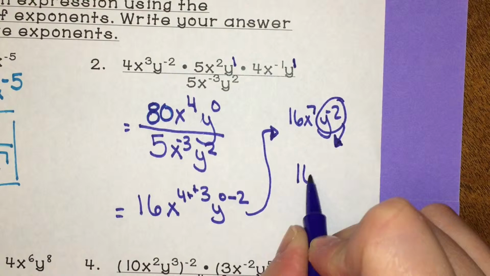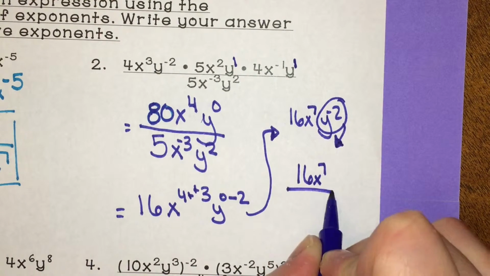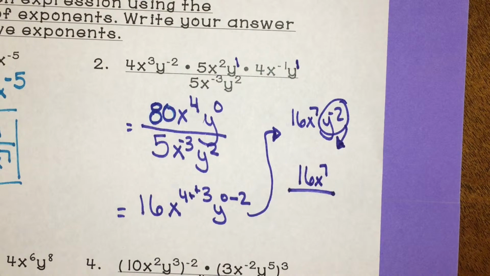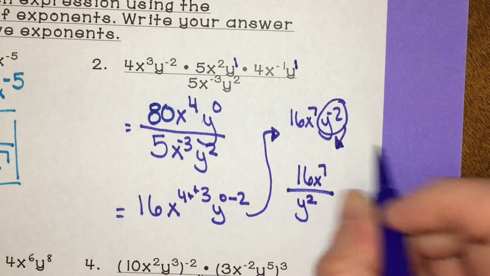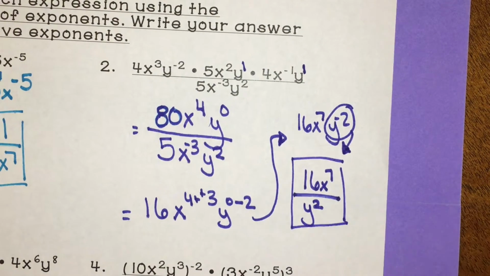So on top, I have 16x to the 7th over y to the second, positive second, because I moved it to the denominator.